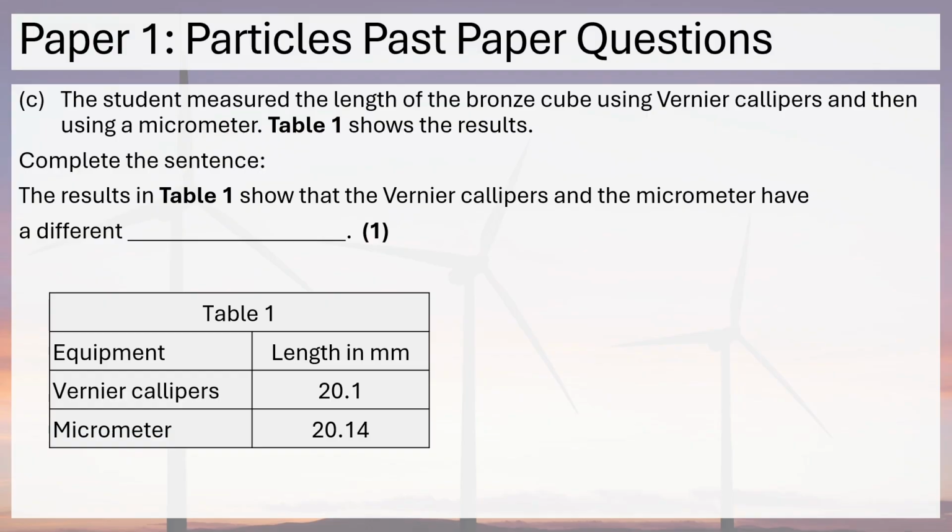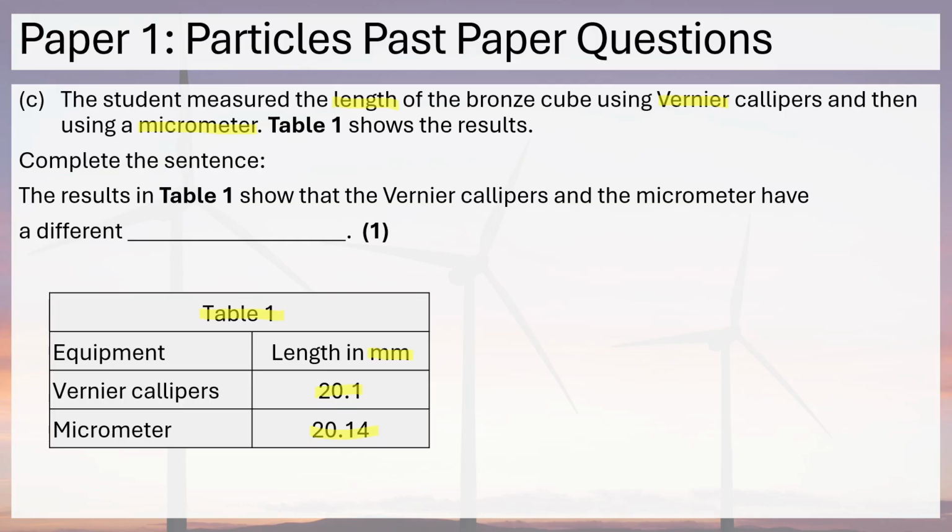Part C, the student is measuring the length of the bronze cube using vernier calipers and then using a micrometer. So these are both pieces of equipment we use to measure small lengths. We then got the results in table 1, so just make sure you read table 1 before you have a go at the question. It's showing us that the vernier calipers measure 20.1 millimeters, the micrometer measures 20.14 millimeters, and then we're asked to complete the sentence.